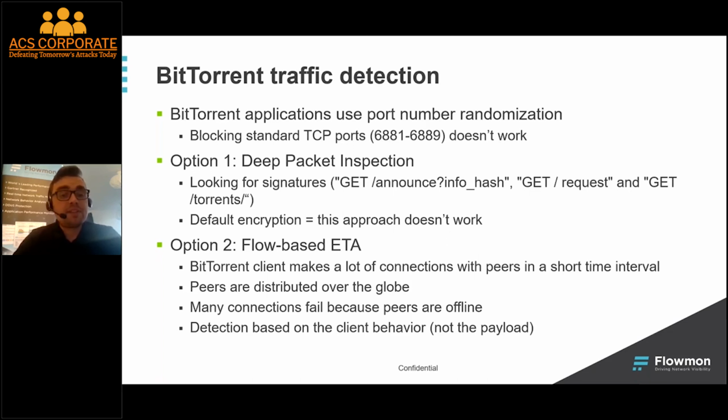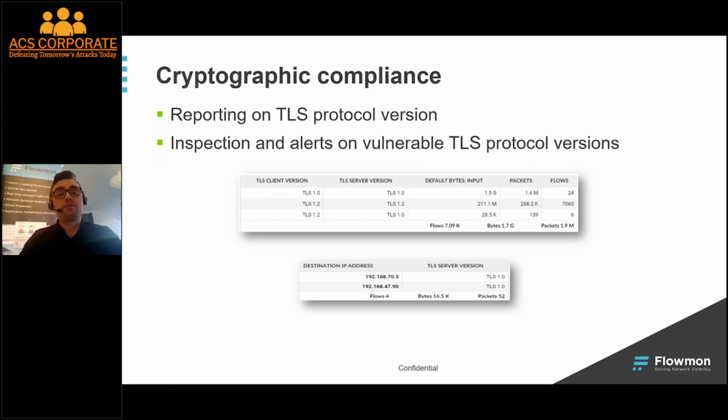Another characteristic is that peers are distributed over the globe, so this needs to be considered in the algorithms. And also many connections fail because peers are offline. So this is a comprehensive description of the pattern, which can be detected just on the behavior and characteristics of the communication, not the payload. So here, instead of having visibility into the payload and looking for signatures, another approach is used to see the characteristics of the traffic.